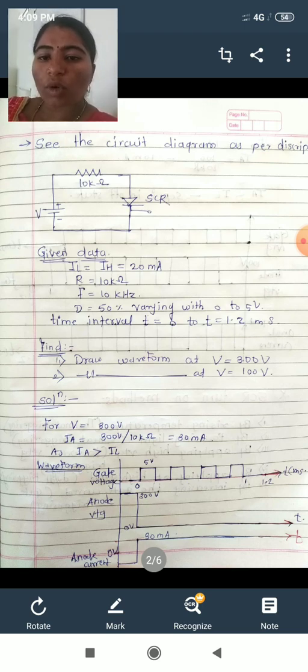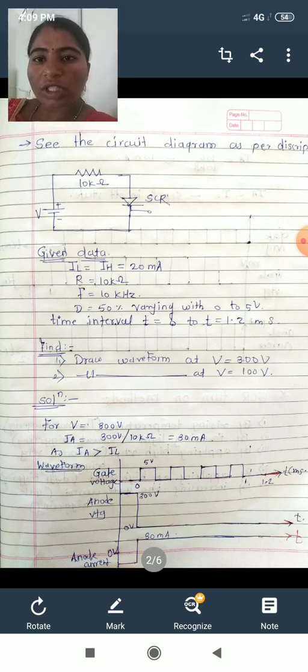Now what do we have to calculate? We have to draw the waveforms for voltage 300 volt and second for voltage 100 volt. We have to draw the waveform for these two voltages. See the solution for this problem. First the voltage is given as 300 volt. Now draw the waveform for 300 volt.